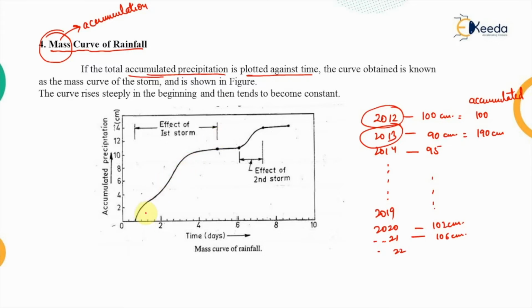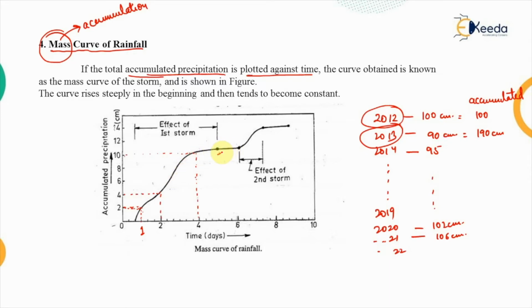This curve rises steeply in the beginning and then tends to become constant. Why is that? Let's say for the first day, the accumulated precipitation is 2 centimeter. In the next day, let's say another 2 centimeter of rainfall has occurred. So for the 2 days data, the point will be moving on to the fourth. Then for the next 2 days, the rainfall that has occurred is, let's say, 6 centimeter. So the accumulated rainfall will be 10 centimeter. In this way, the curve is moving ahead and is rising steeply.